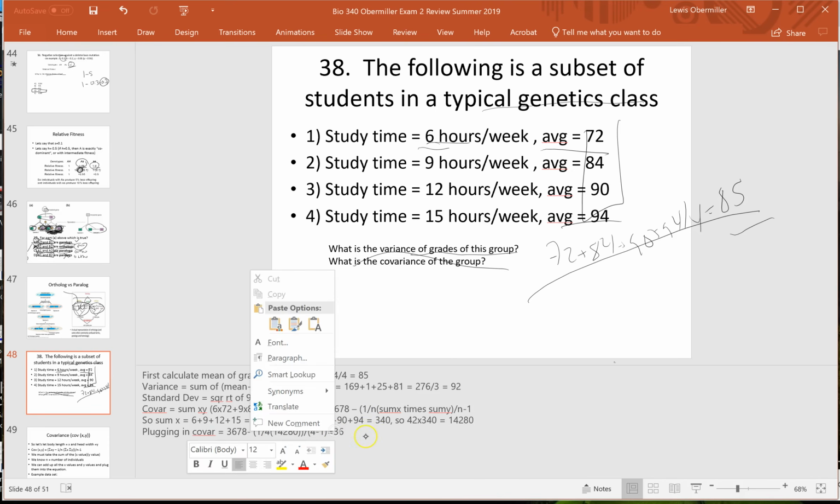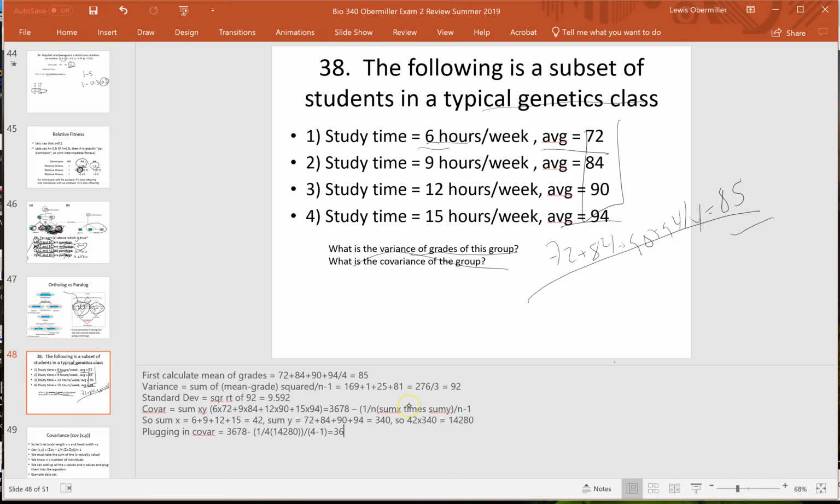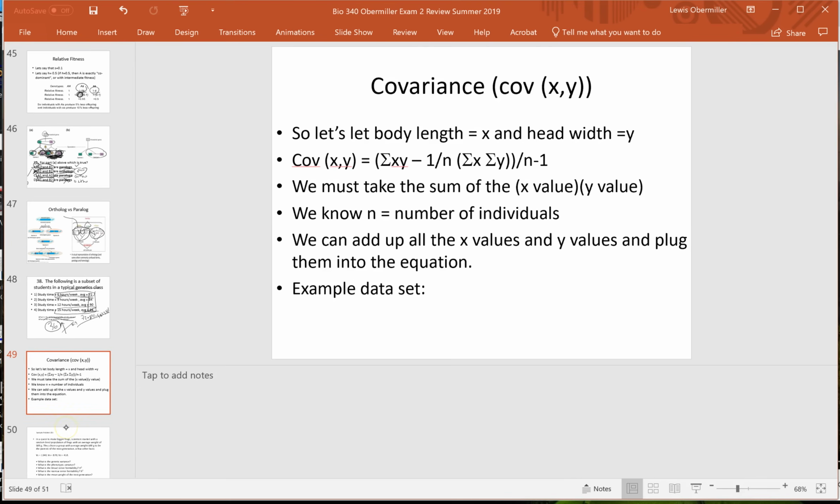So we plug it in, we get 3678 minus 1/4 times 14,280 divided by 4 minus 1, which is 36. So we can say that there is definitely a relationship, because 36 is a positive value, and it's an actually pretty large value. We could calculate the regression value, but I'm guessing that's about a 0.9% regression. So there is a really strong correlation between the number of hours spent studying and the average grade in a typical genetics class.